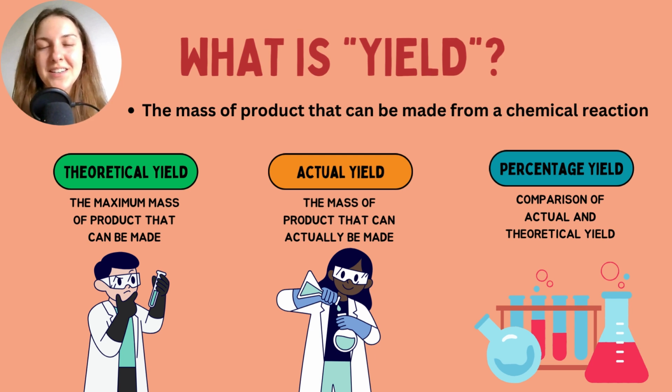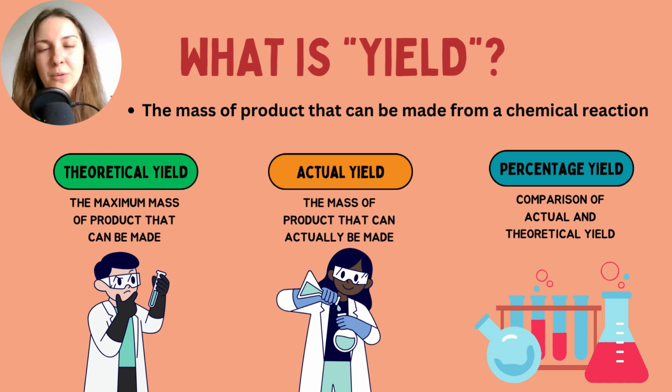I'm the GCSE science teacher, and in today's video we are going to be talking about percentage yield and how to calculate it. So let's get started. Well, first of all, what actually is yield? Yield is a way of describing the amount of product that you can make from a certain reaction. And essentially what you're doing in this part of the course is calculating how much you can make of something based on theoretical ideas. So there's different versions of yield in this topic.